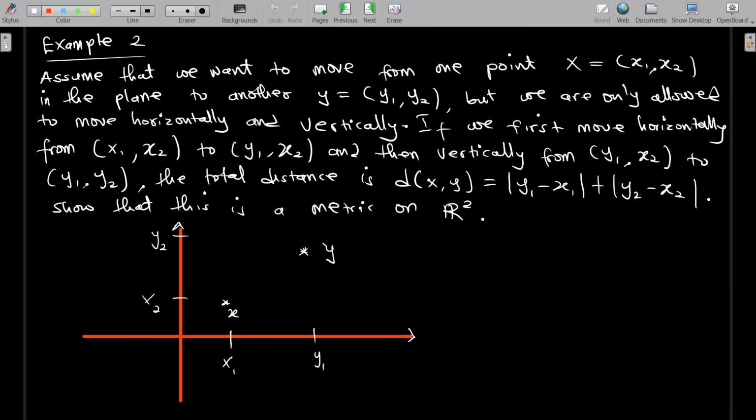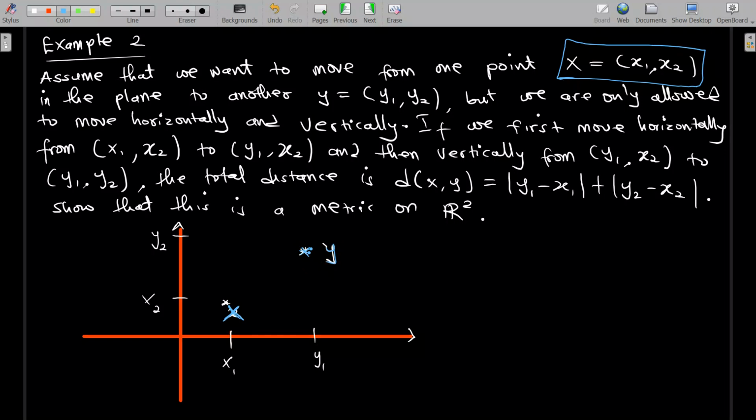The second one is a bit cumbersome, but then I'll try to explain it to your understanding. Assume that we want to move from one point x having the coordinates x1, x2. I just put this down so that you understand. To, in the plane, another point y.